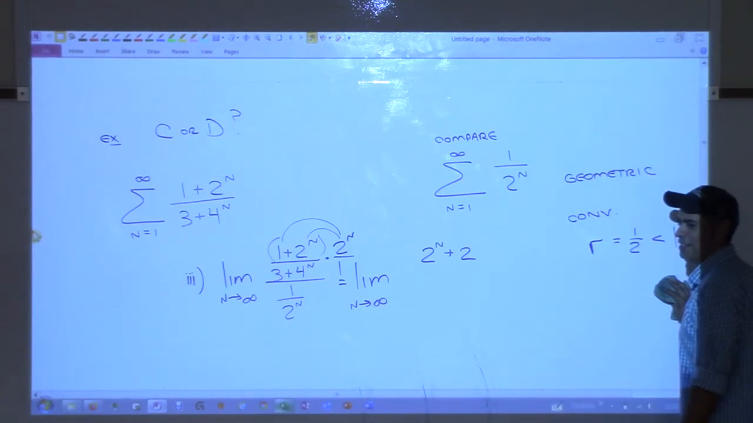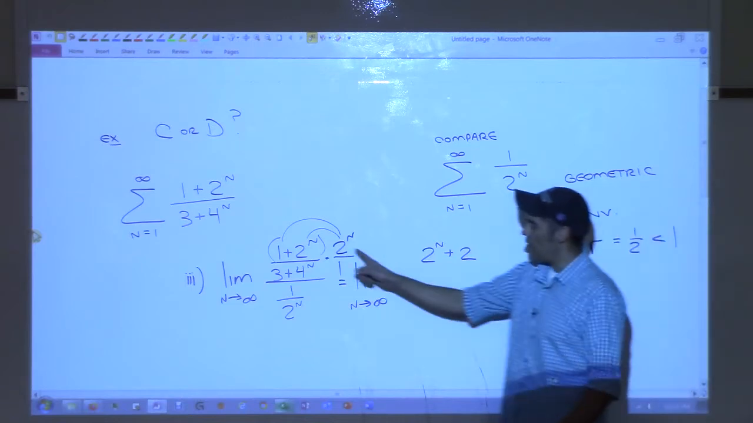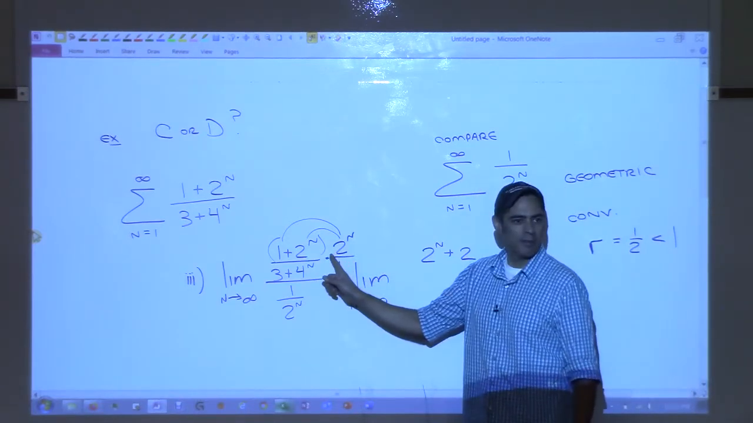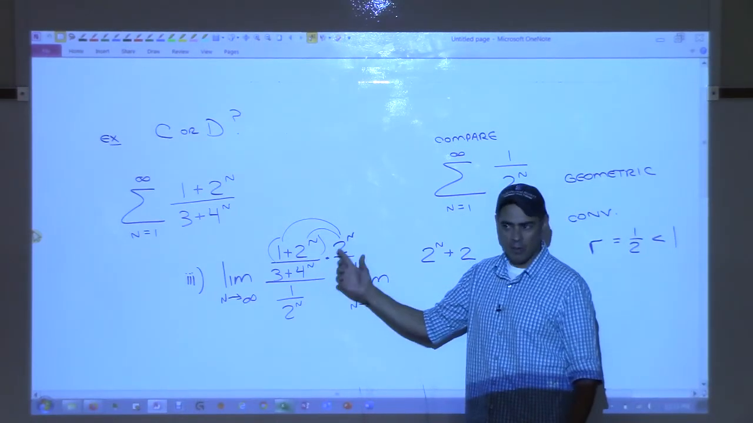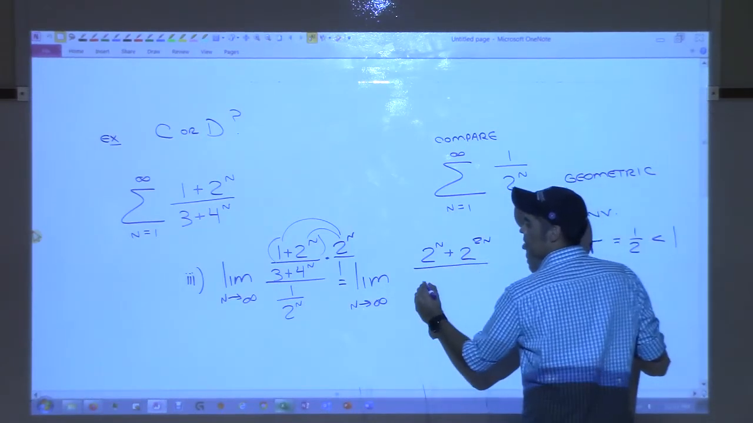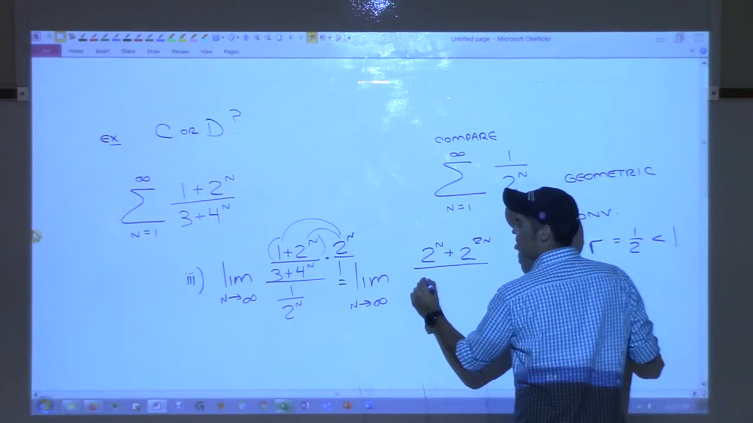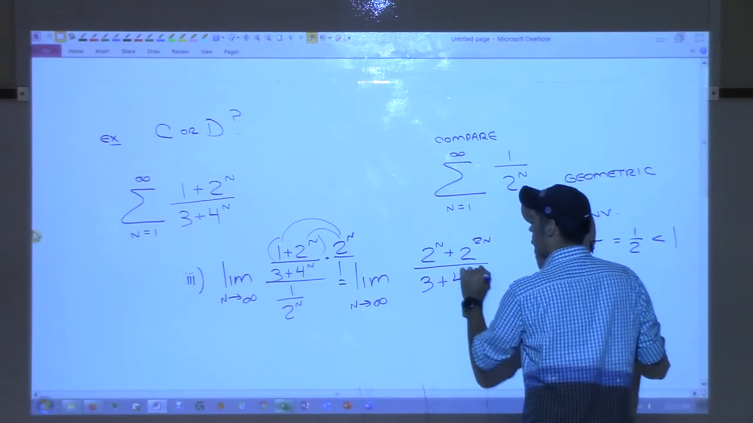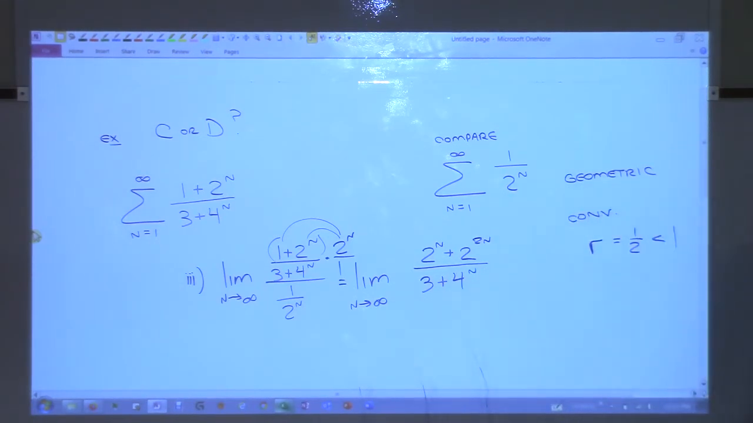2 to the 2n. So look, these have the same base, right? So add the exponents. n plus n? 2n. So this is 2 to the 2n over 3 plus 4 to the n. Right, that's what we've got. So we definitely have infinity over infinity, and we could start trying to run our L'Hopital. Those derivatives are going to not be fun, though. Do you all agree? Okay, so maybe a limit comparison would be better.